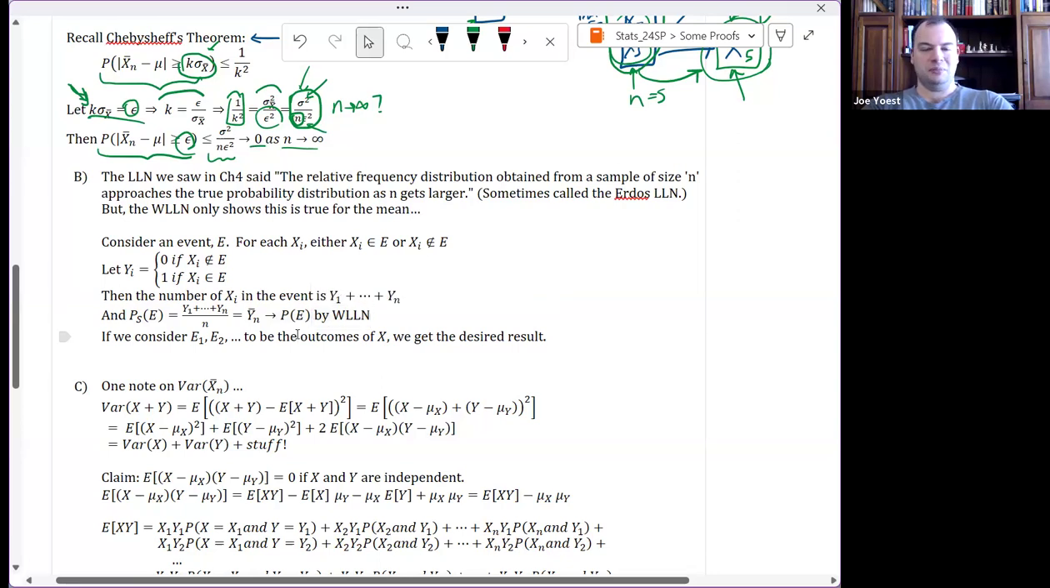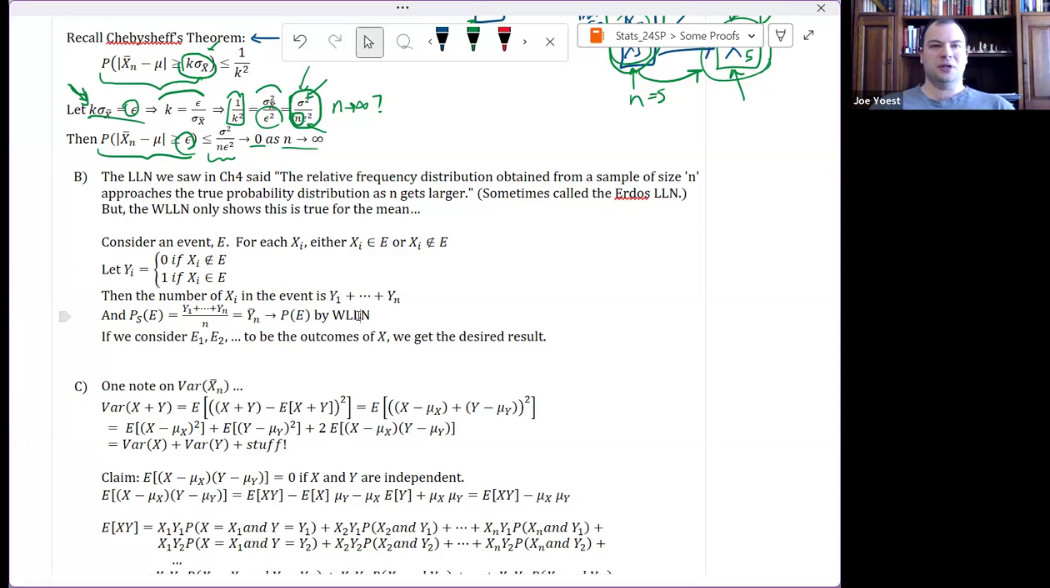So by making a statement about the mean, I can construct this kind of indicator random variable that just says, is my outcome in the event or not? And using the weak law of large numbers on this indicator random variable, I can connect the probability of an event under the sample with the underlying probability of an event. The probabilities approach one another as well. So we even get a little more than we had desired.